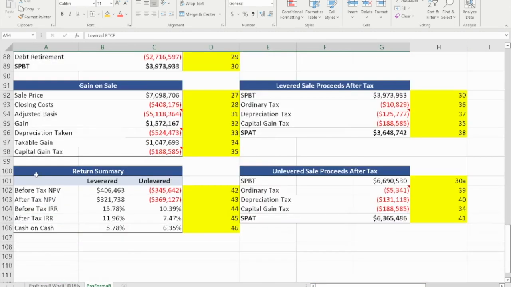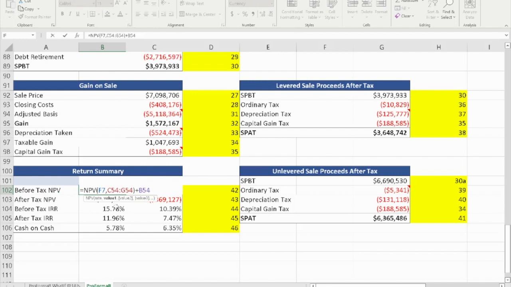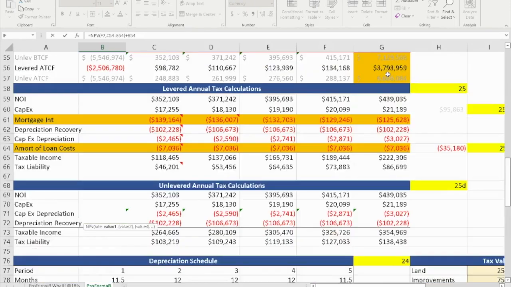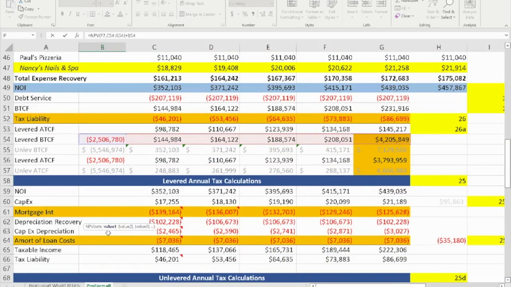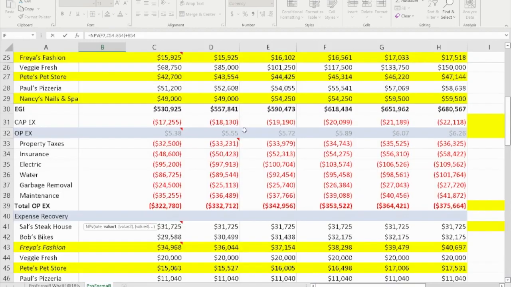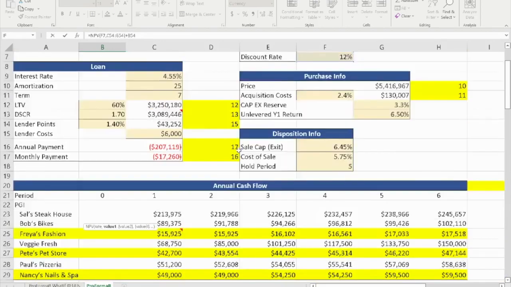Now to go and create the return summary table, you should have all of these already typed in. We're going to start with the levered before tax NPV. Excel's giving us the hint here, equal to NPV, the discount rate, which I believe is 12%. And we're going to put the value for years 1 through 5, and then we're going to add back the year 0.